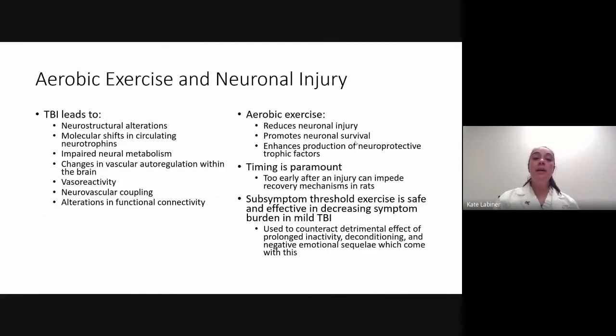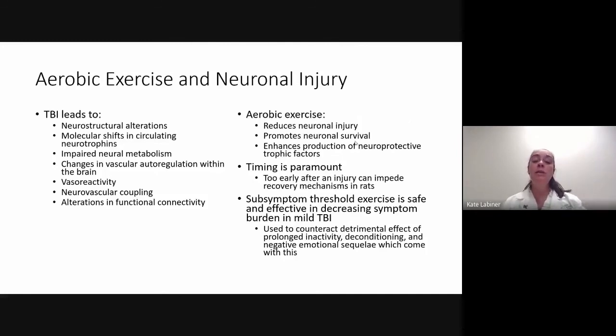When we talk about aerobic exercise and neuronal injury, like we were talking about, aerobic exercise can reduce your neuronal injury, promote neuronal survival. It enhances production of your neuroprotective factors. If you do it too early after an injury, it can impede your recovery. But if you wait too long, it can also impede your recovery.